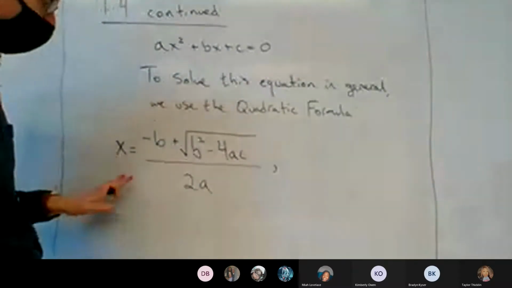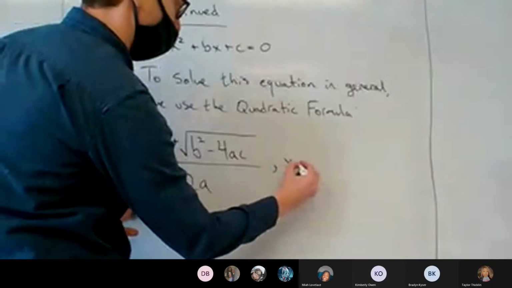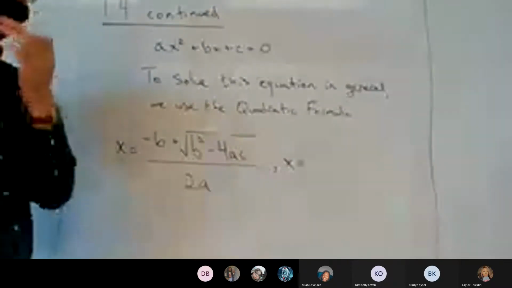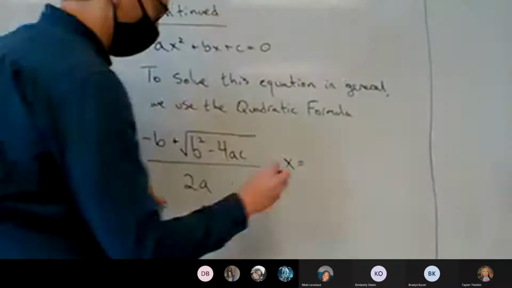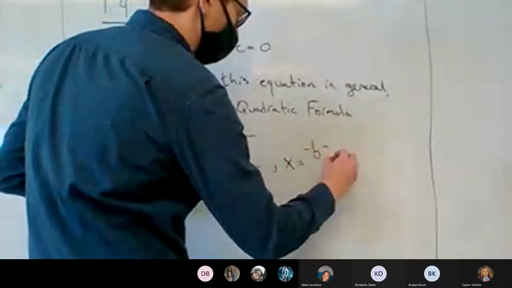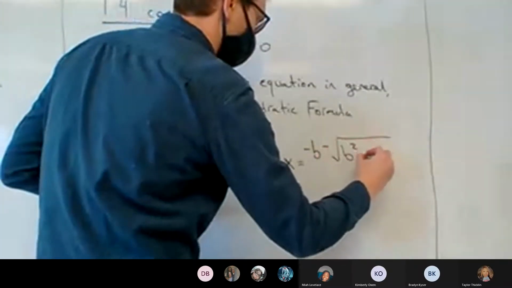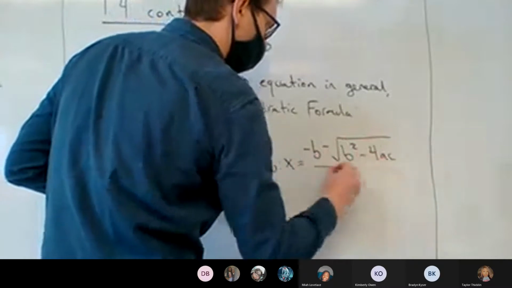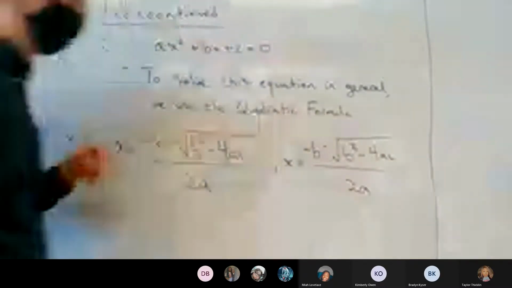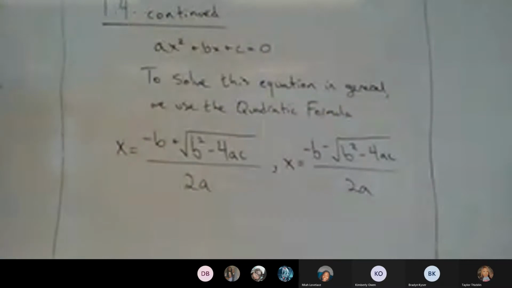And the other root, the other solution, if you've seen this before, you know what it's about to be. It's going to be the same thing, negative b, but it's minus the square root of b squared minus 4ac. All right. Give you a second to write it down, and then we're going to practice using it.